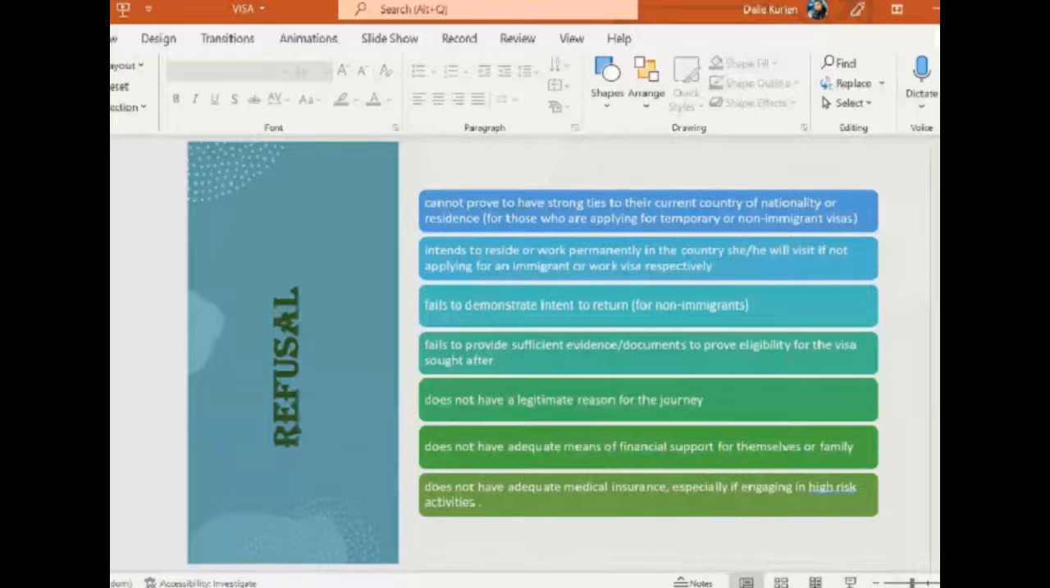Does not have a legitimate reason for the journey, so they don't know for what reason you are traveling. Does not have adequate means of financial support, I told you. Does not have adequate medical insurance, especially for engaging in high risk activities. If you've seen, in every country, when you are doing the visa format, they will ask you for an insurance. If you do not have an insurance paid, then there will be a visa refusal. So that is very important.